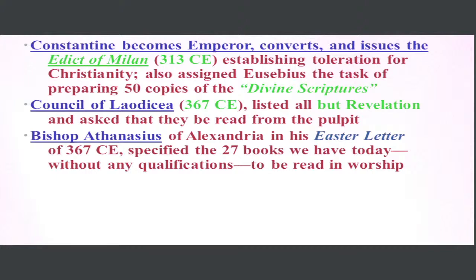Bishop Athanasius, this is the man I've referenced once before, but I'm sure you may have forgotten.